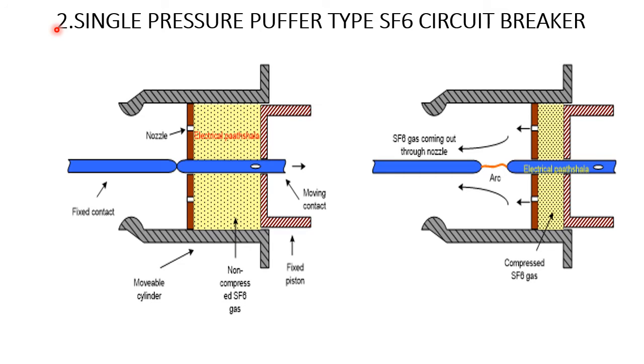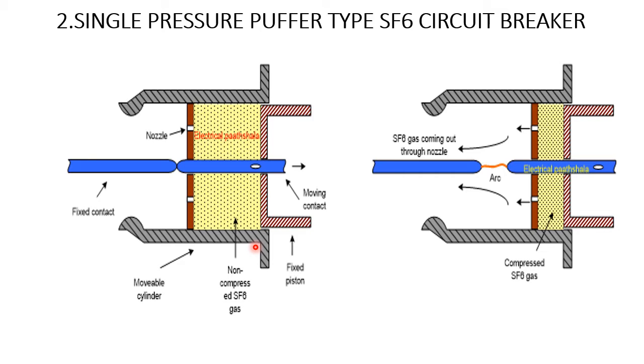Here you can observe we have a moving contact and a fixed contact. They are closed, and there is a movable cylinder which is connected with a fixed piston, right? In between these we have non-compressed SF6 gas present, and here we have some nozzles. The movable cylinder is also known as the puffer cylinder. A fixed piston is connected with the puffer cylinder.